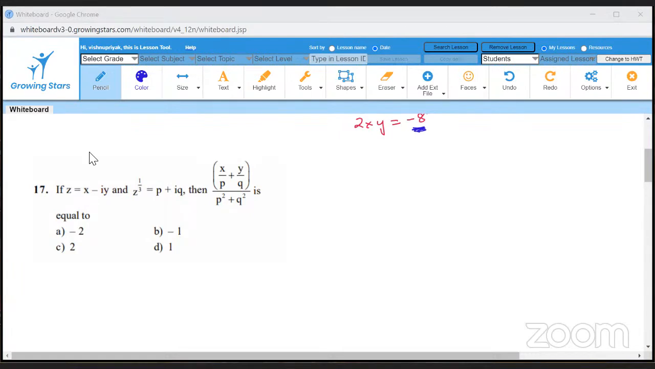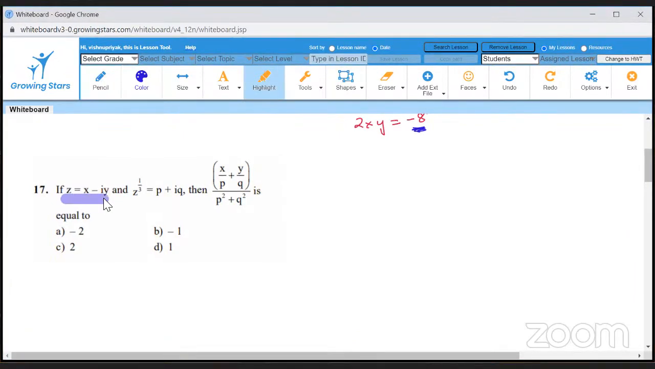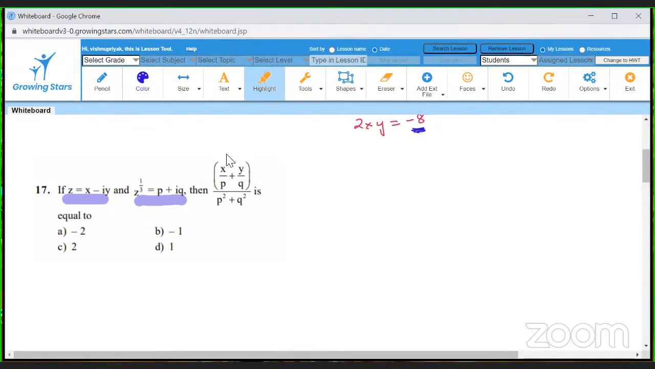Let us see how to do this question number 17. Those who did not get it: Z is given as x minus iy, and Z power 1/3 is given like this. Then we have to find out what x by p plus y by q over p square plus q square is. Is it negative 2, minus 1, 2, 1? That is what I have to find.